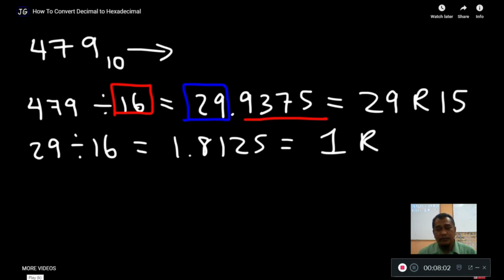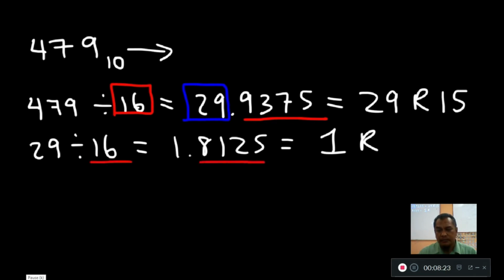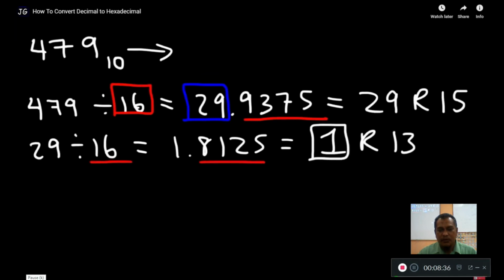Kalkulator bawa lah. Dalam peperiksaan dibenarkan bawa kalkulator. Berapa jawapan dia? 13. Betul tak? And to find the remainder, multiply 16 by 0.8125, and so that will give you a remainder of 13. And then you need to take the 1, kita bawa turun 1 ha?